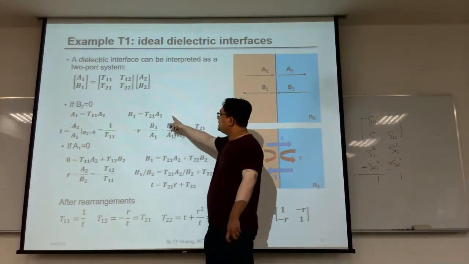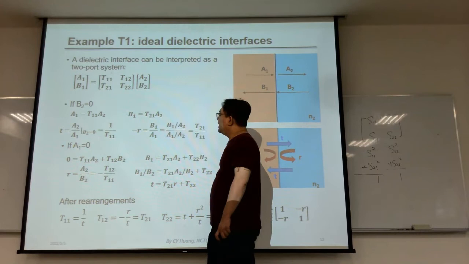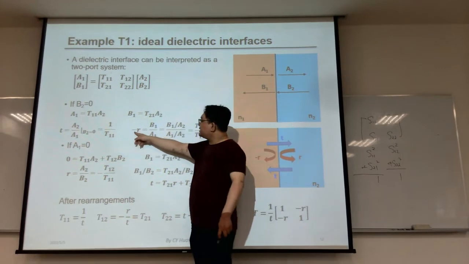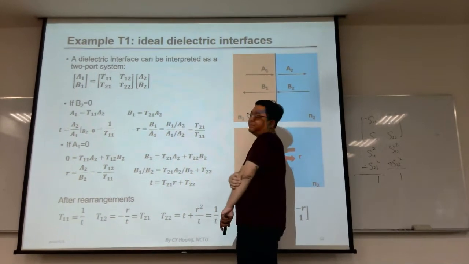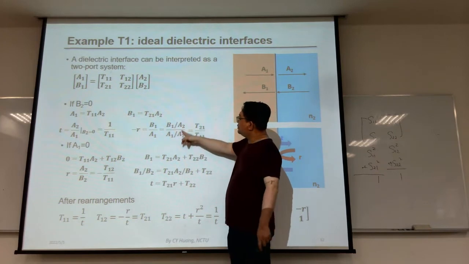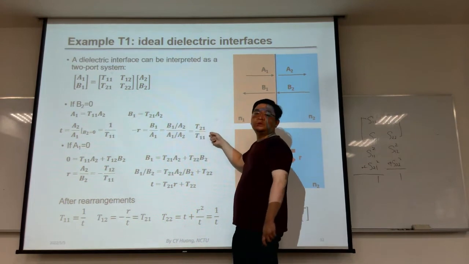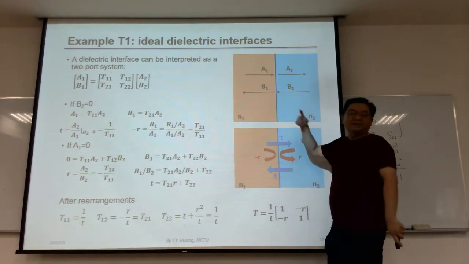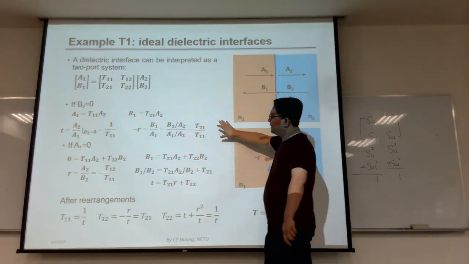In a similar case, if B2 is equal to 0, B1 will be T21 times A2. And this is the reflectivity. So we have minus R to be B1 divided by A1. So what does B1 divided by A1 mean? That means we need to divide A2 from both sides. We will get T21 over T11. So this is just a mathematical exercise. You can just see it one, two, three times. You will know what it is. Probably you already know what we are doing here now.